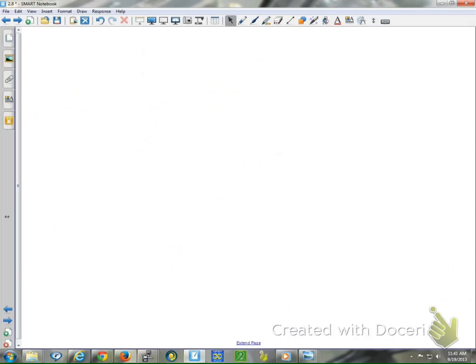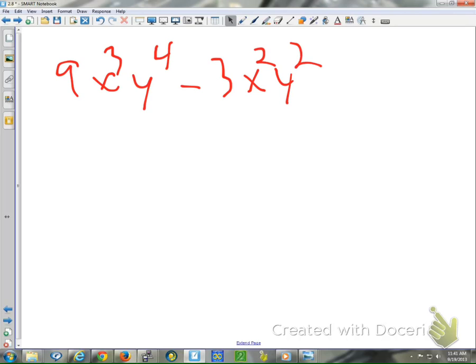All right, let's look at another one. How's about 9? We're going to factor 9x cubed y to the 4th minus 3x squared y squared plus 6x to the 3rd y to the 5th. We're going to factor that.